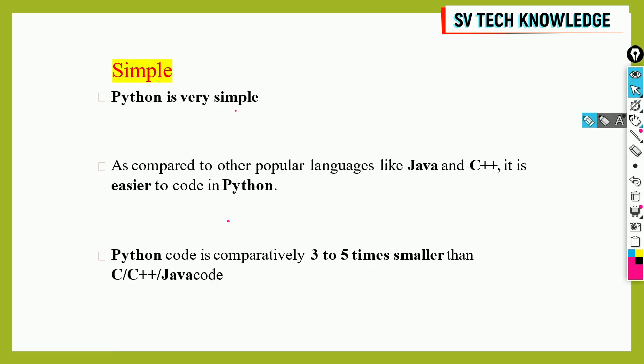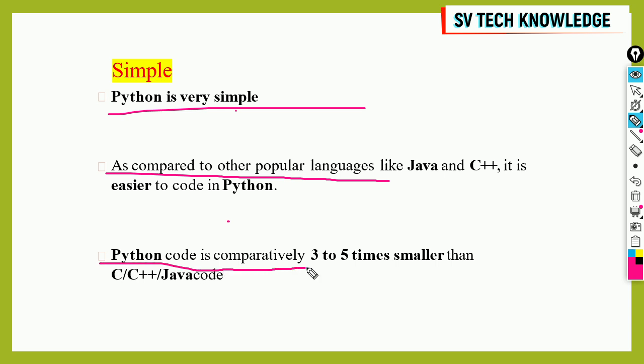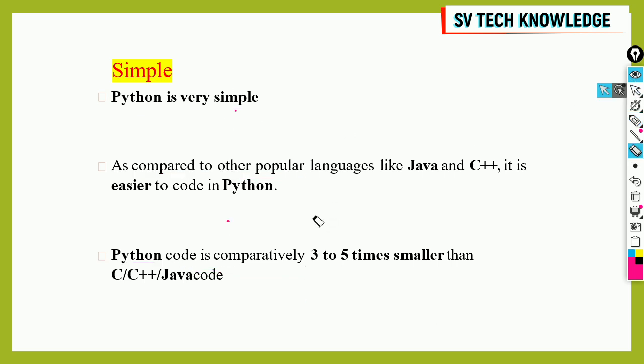So simple, as I said, Python is very simple as compared to other popular languages like Java and C++. It is easier to code in Python. Python code is comparatively 3 to 5 times smaller than C++ and Java code. I will show you examples, don't worry about this. What I am saying here is that Python is very simple and 3 to 5 times smaller than other popular languages like C, C++, Java.